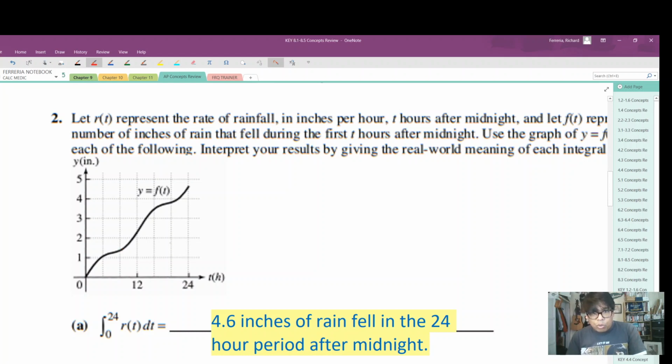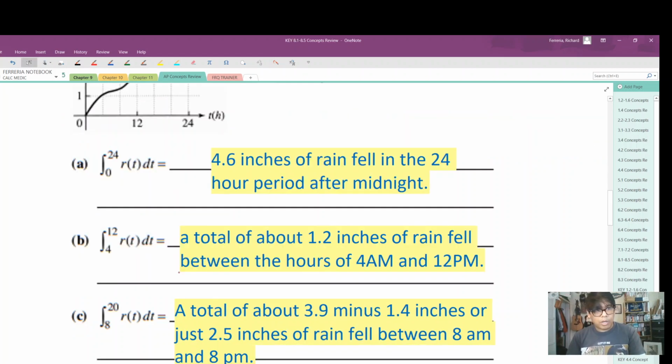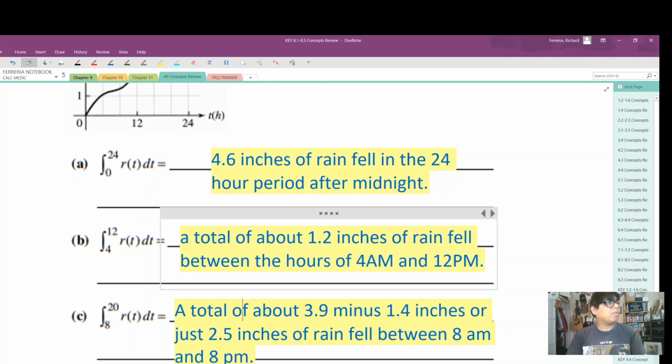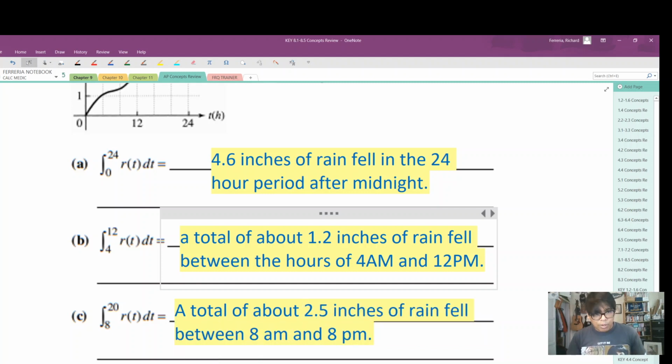So a total of 3.9 minus 1.4 inches, or just about 2.5 inches of rain, fell between 8 a.m. and 8 p.m. There we go. A total of about 3.9 minus 1.4, or 2.5 inches. Probably that is a bit much. A total of about 2.5 inches of rain fell between 8 a.m. and 8 p.m.